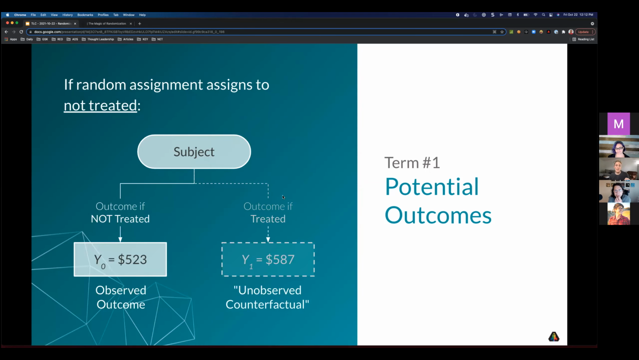On the other hand, if a subject was randomly assigned to not be treated, or to control, then the potential untreated outcome of $523 would be our observed outcome for them. And now Y sub 1, or the potential treated outcome of $587, is our unobserved counterfactual.